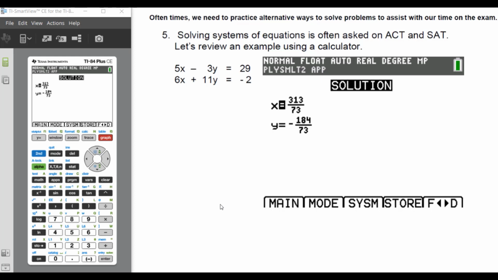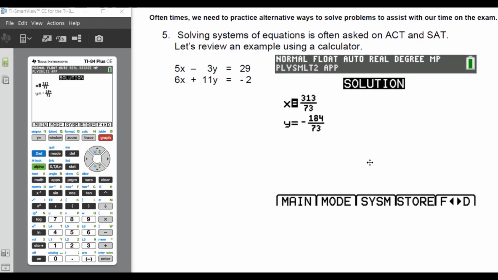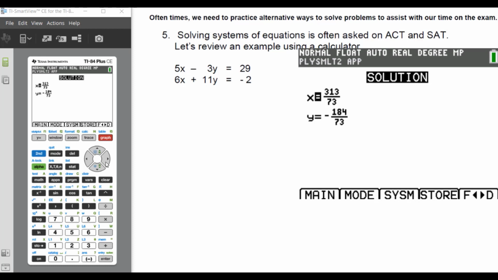They can be that. Let's go ahead and check to show that those actually do work in these equations. So I need to go back to the main. I'll press Y equals to go back to the main, and then number 6 to quit the app. So I'm going to store this fraction in for x. So alpha xt theta n gives me my fraction template. 313 in the numerator, 73 in the denominator. Press the right arrow to get out of the denominator and press the store button. And I'm going to store that in for x.